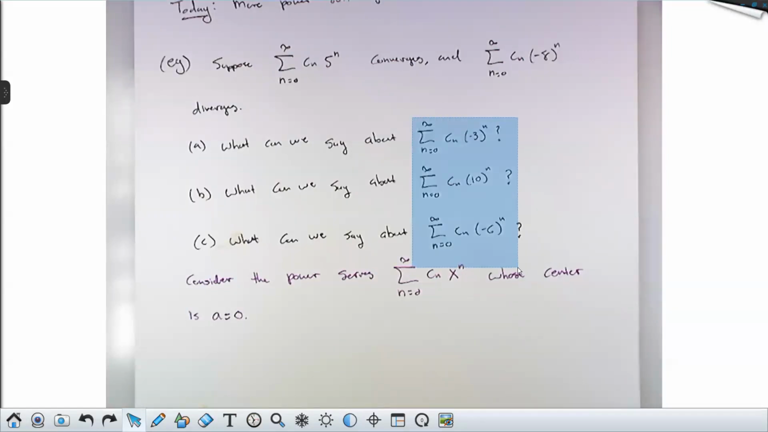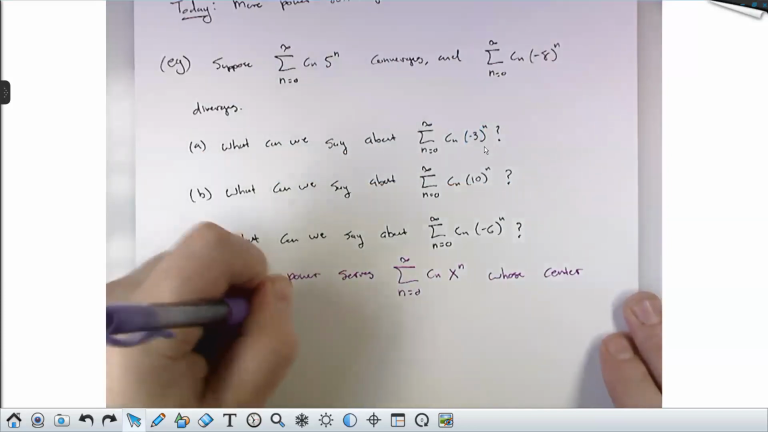You see how every one of these series and these two series up here are special cases of this power series. If you plug in 5 for x, you get this one, which we're told is convergent. If you plug in -8 for x, you get this one, which we're told is divergent. And each of these would come from plugging in -3, 10, or -6 for x. So in order to say whether the power series in A, for example, converges or diverges, it suffices to know whether -3 is in or out of the interval of convergence.